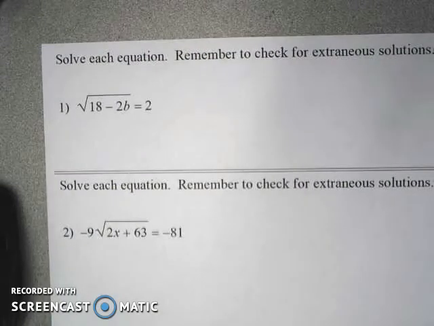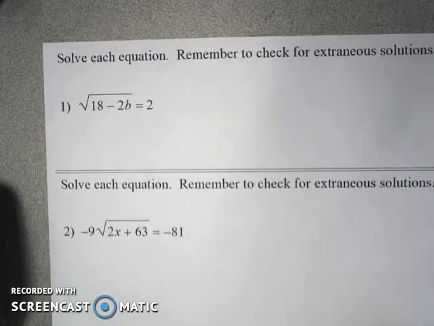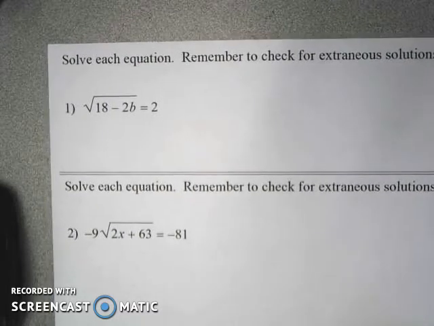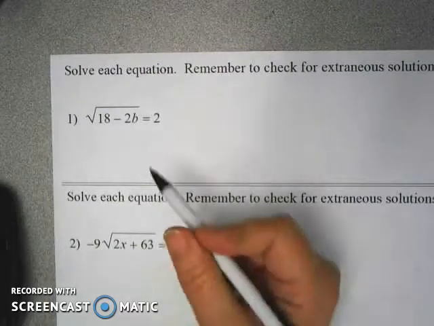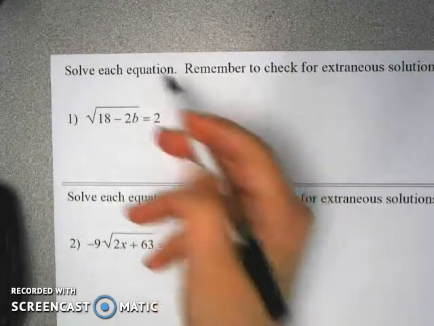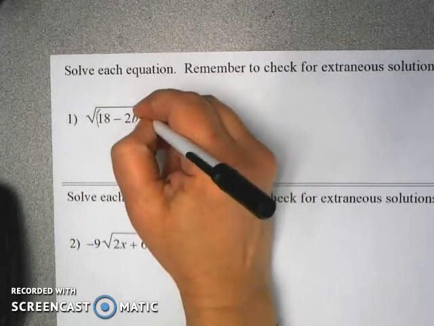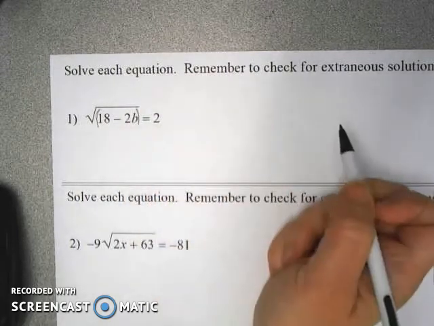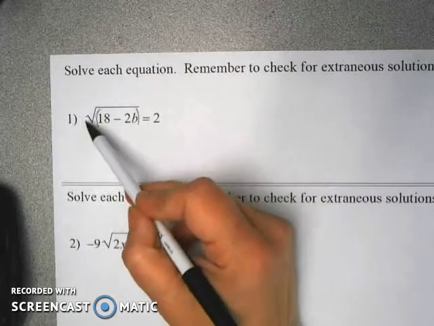Okay, so we're going to be working on solving radical equations next. So let's take a quick look at this first question. We have here a square root of the quantity 18 minus 2b. Notice that we have this entire quantity under the radical is equal to 2. So what we want to do is undo this radical.